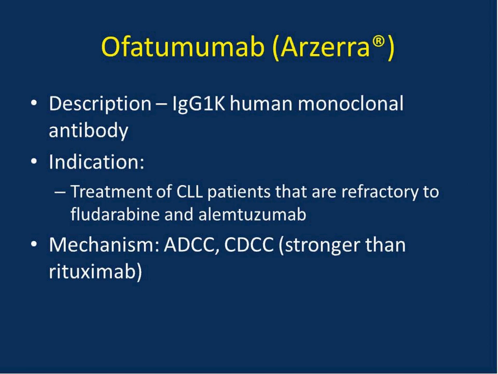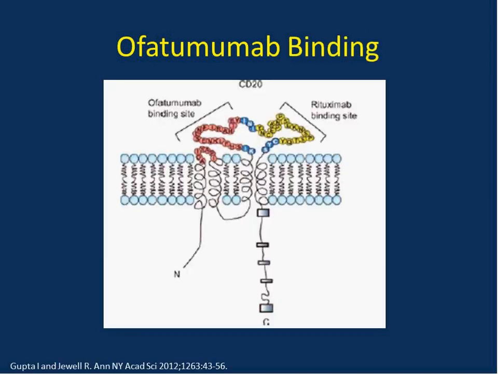The next agent that I'm going to talk about is ofatumumab, or Arzerra is the brand name. And this is a human monoclonal antibody that also targets CD20. It is specifically indicated in CLL patients that are refractory to either fludarabine and/or alemtuzumab. And again, it works through antibody-dependent and complement-mediated toxicity. And it's thought that the complement-dependent mechanism is stronger when compared to rituximab.